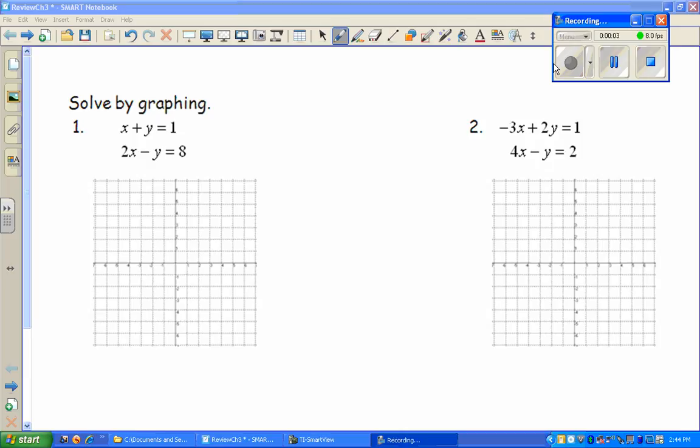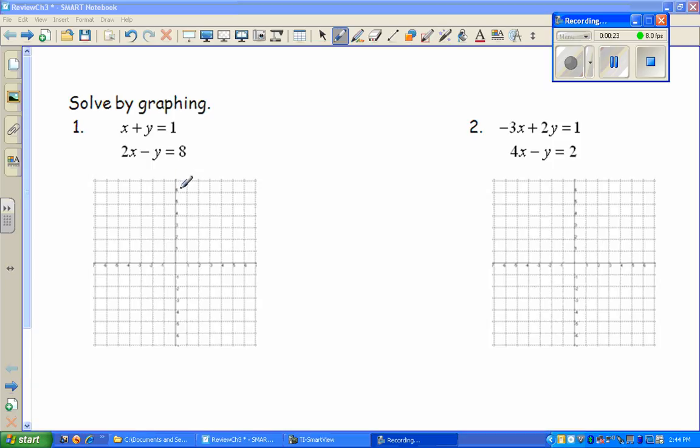Numbers 1 and 2 in the review, I have to solve a system of equations by graphing. This will be on the no calculator portion of the test, so you'll have to be able to do this without a calculator. The first step that I do is just plot these like I would normally graph an equation.